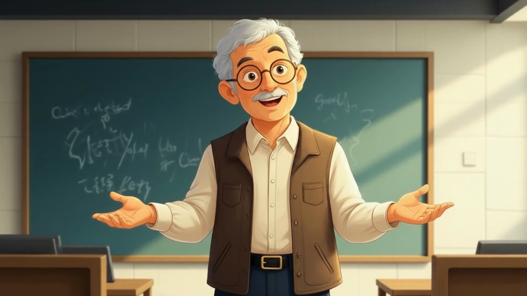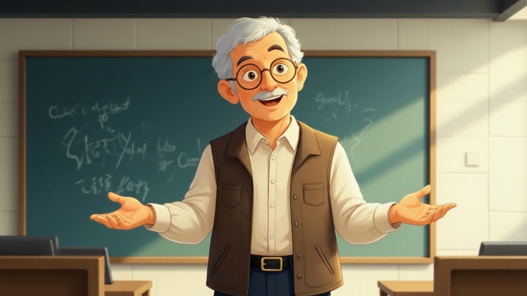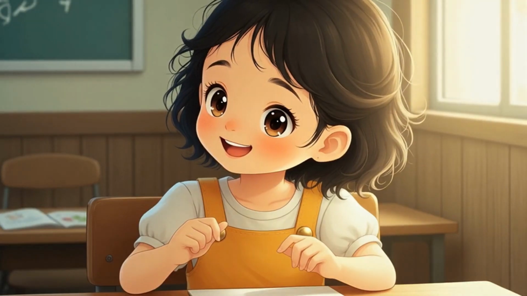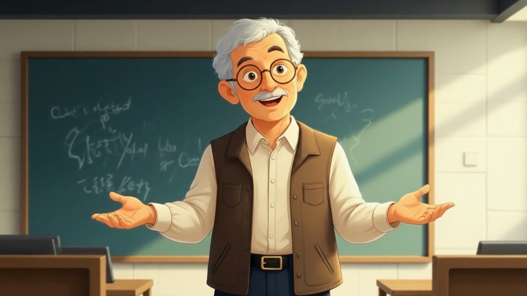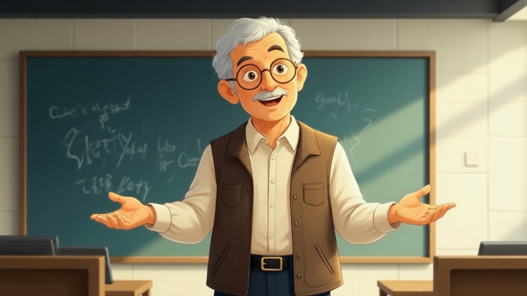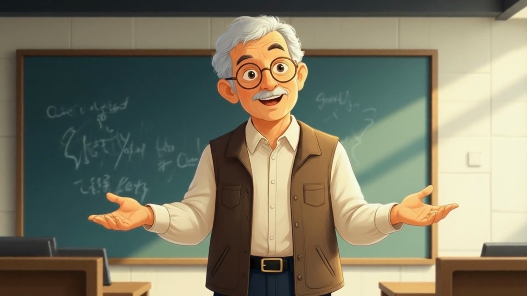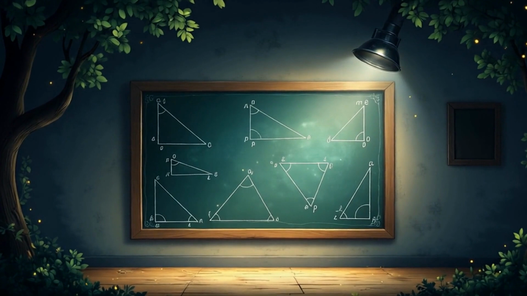Transversals. Teacher, now, what happens when another line cuts across two parallel lines? Sonal, it forms 8 angles. Teacher, exactly. That cutting line is called a transversal. These 8 angles have special relationships.